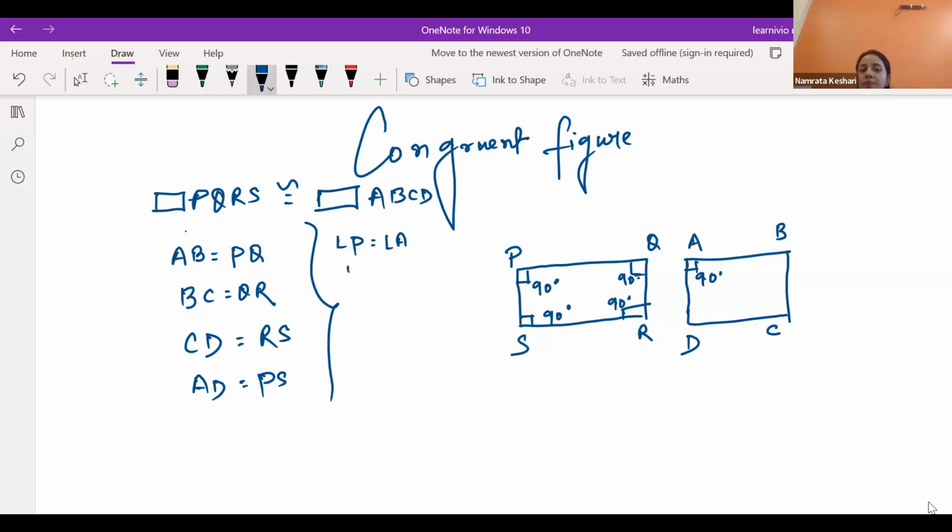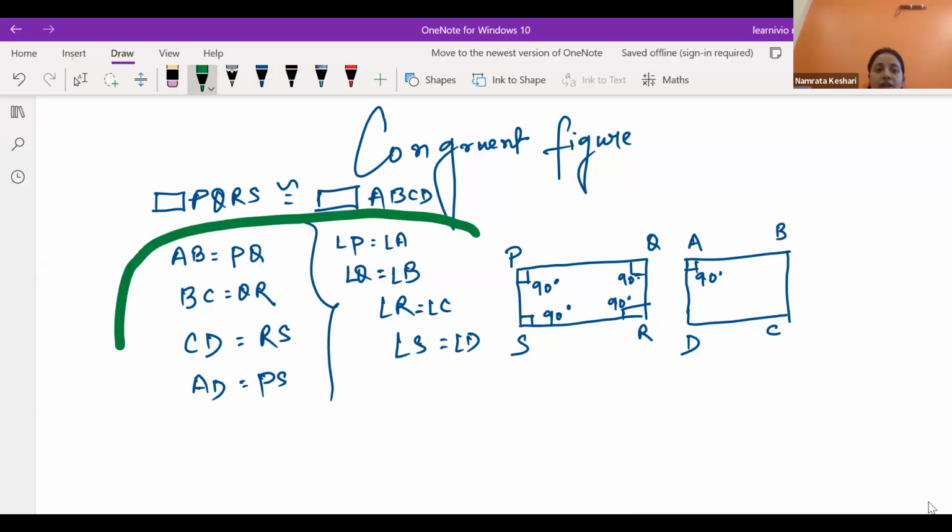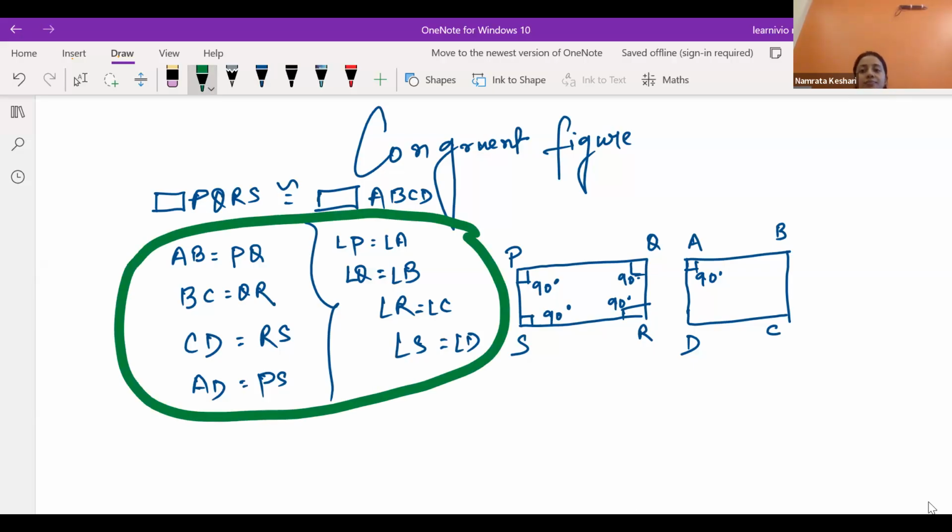So P and A, Q and B, R and C, and angle S and angle D, all the corresponding angles will also be the same. In the case of a rectangle, it comes out the same automatically, but even if I take another shape, a quadrilateral ABCD and a quadrilateral PQRS, and these two are congruent with each other, that is the meaning of congruency. We understand congruency really well, right?